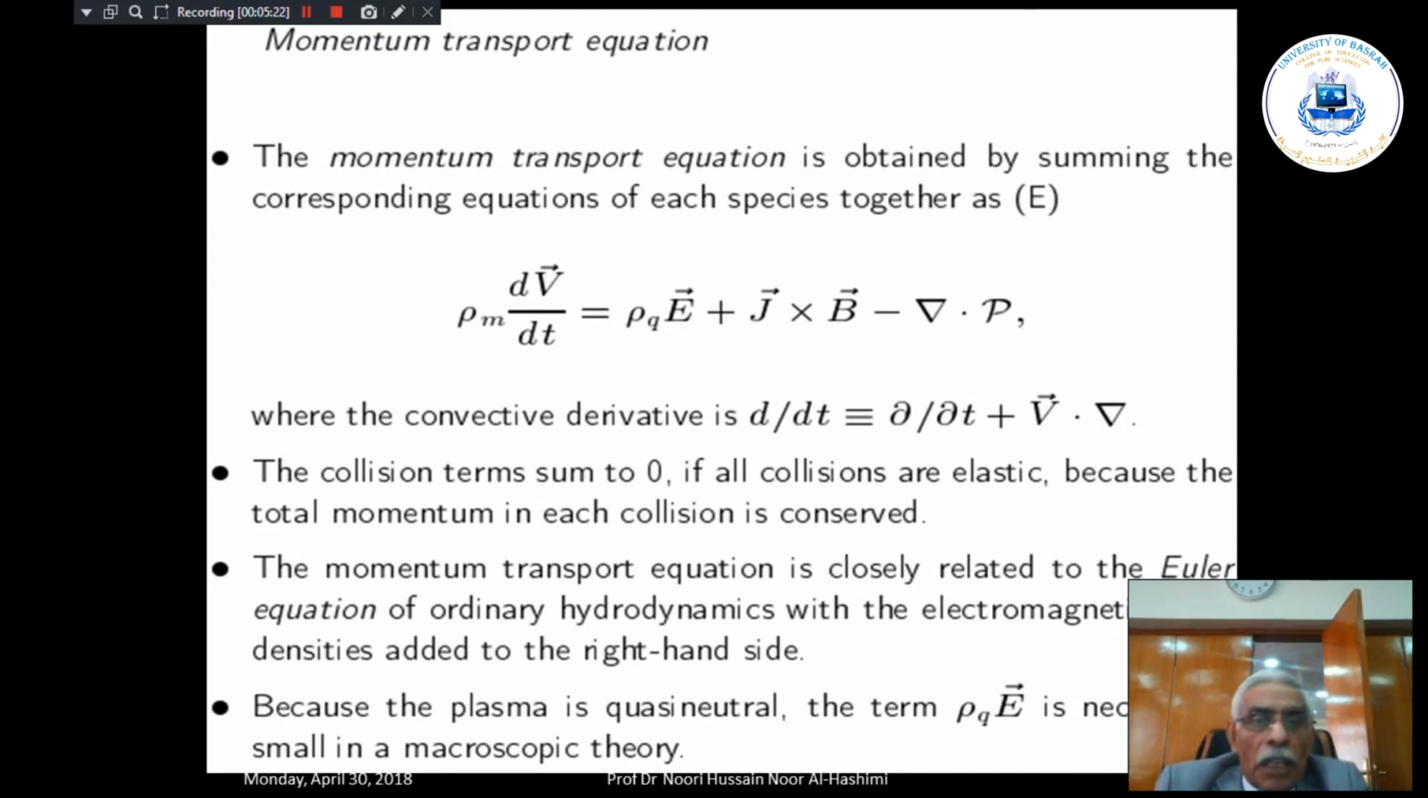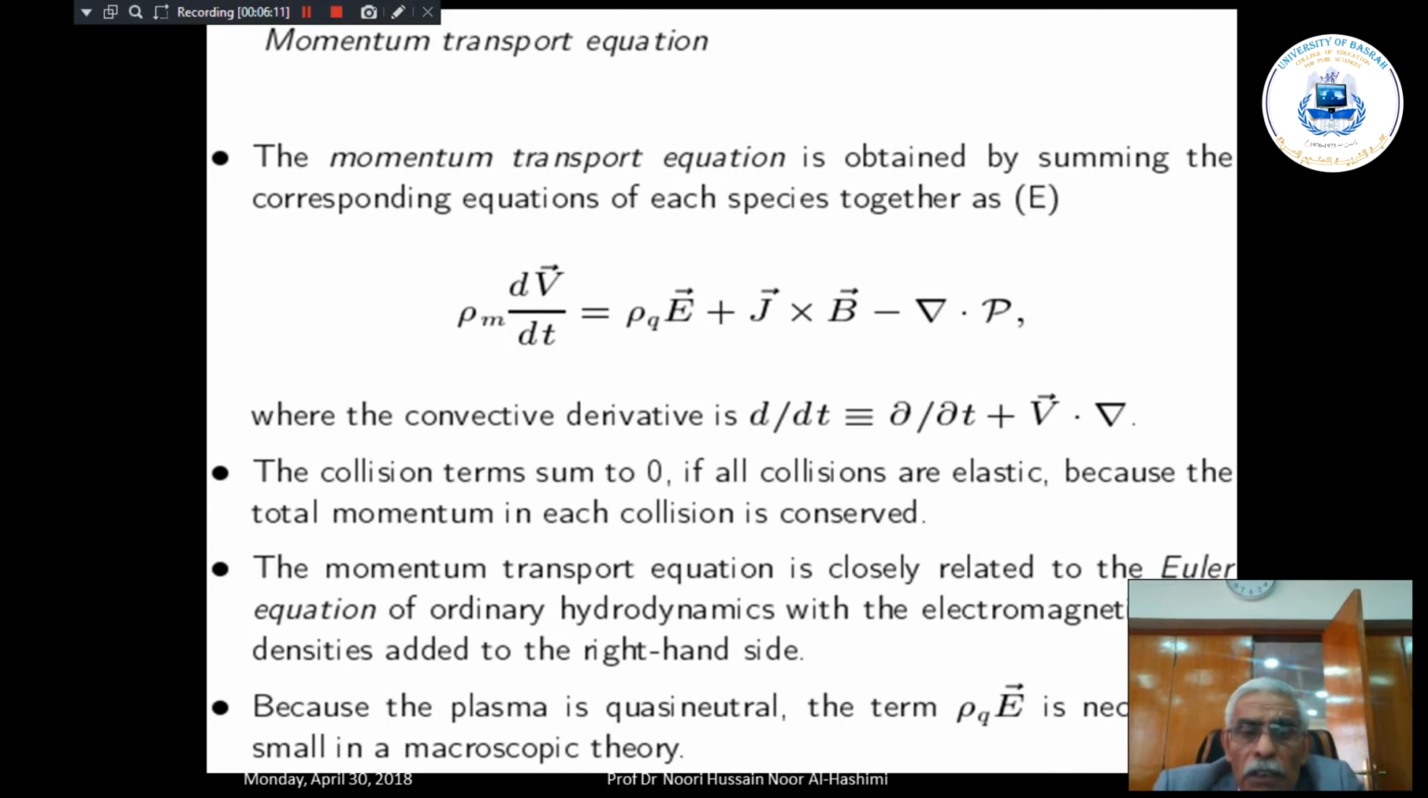Momentum transport equation. The momentum transport equation is obtained by summing the corresponding equations of each species together as rho sub m dV/dt equals rho sub Q E plus J cross B minus del dot P, where the convective derivative is d/dt equal to partial/partial t plus V dot del.